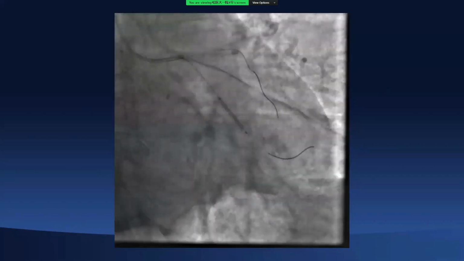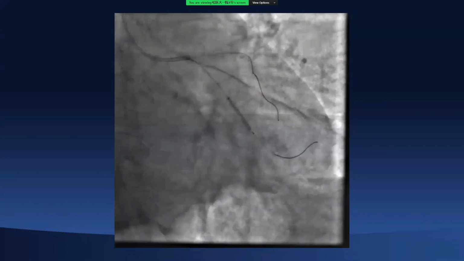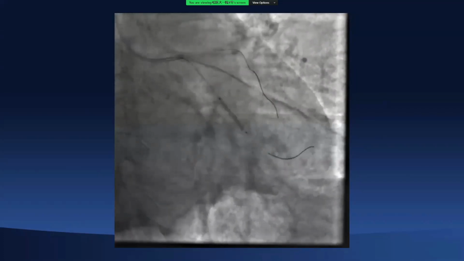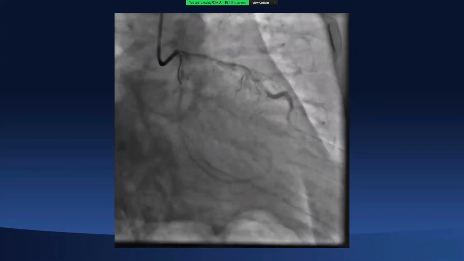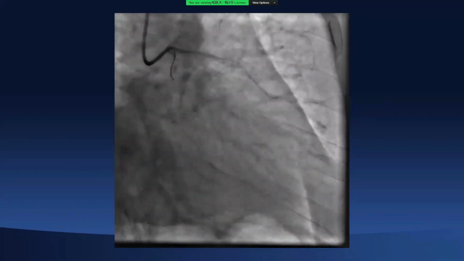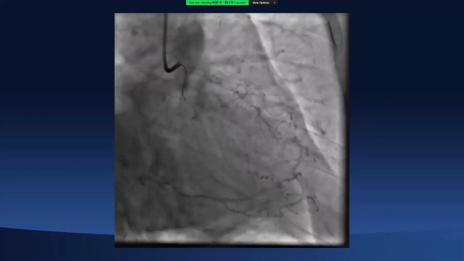During that operation, the circumflex was treated with a drug-coated balloon. At the end of the operation, there was no significant dissection or hematoma.